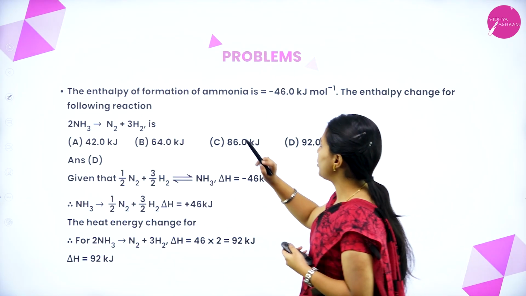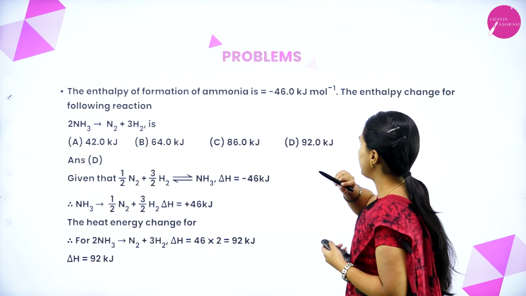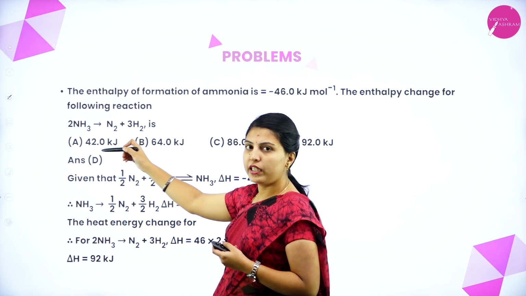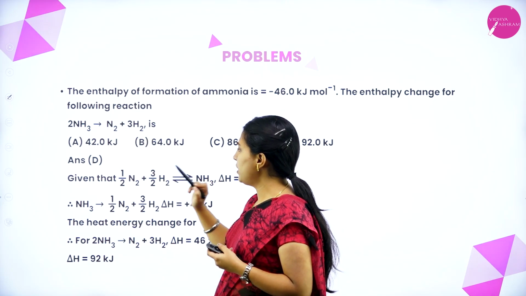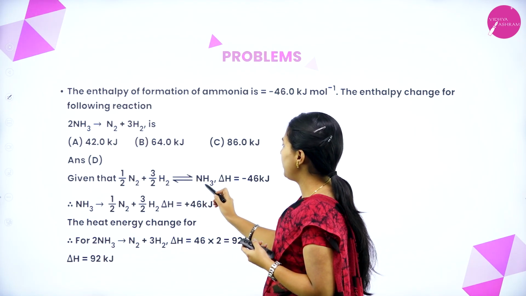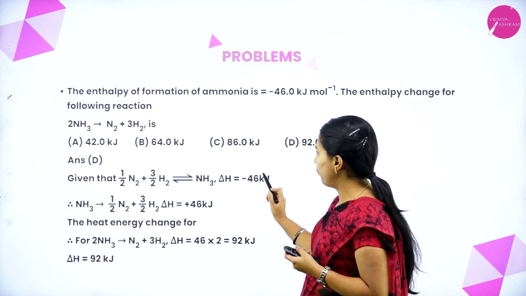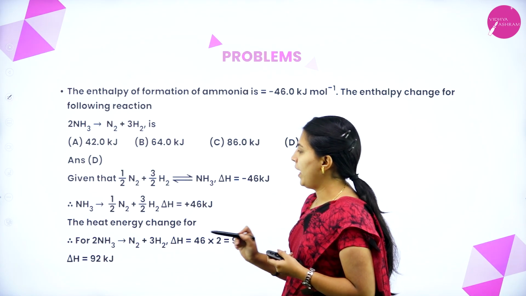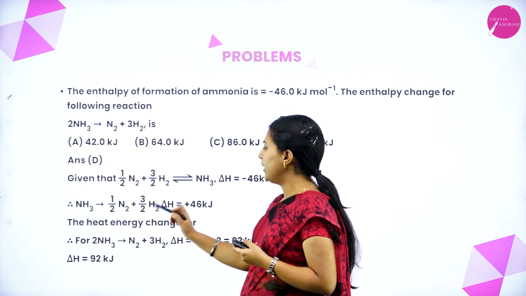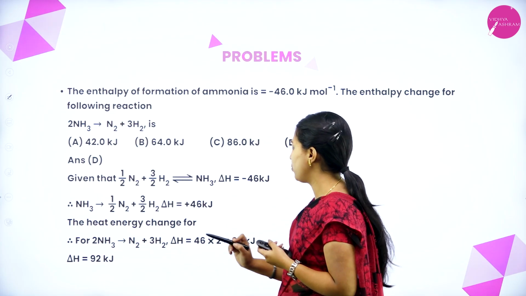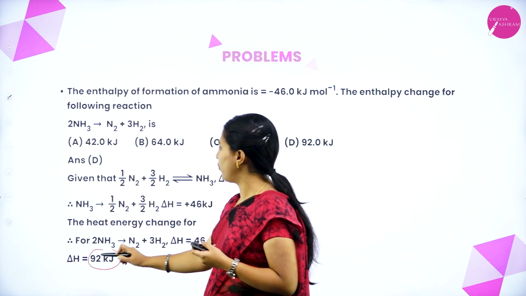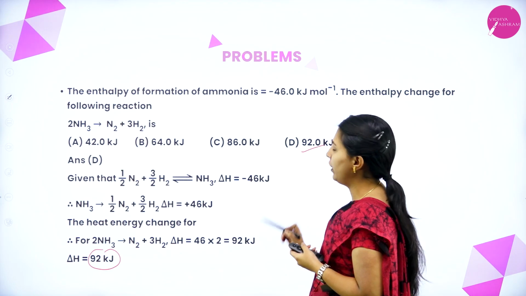The enthalpy of formation of ammonia is minus 46.0 kilojoule. What is the enthalpy change for the following reaction, where ammonia gives out N2 and 3H2? Given that half N2 plus 3 by 2 H2, that is a reversible reaction, NH3 will form with around minus 46 kilojoule. NH3 gives rise to half N2 plus 3 by 2 H2, that is delta H 46 kilojoule. For 2NH3 giving N2 and 3H2, the heat energy change is 46 into 2, 92 kilojoule. So overall delta H will be 92 kilojoule. This one is the answer.